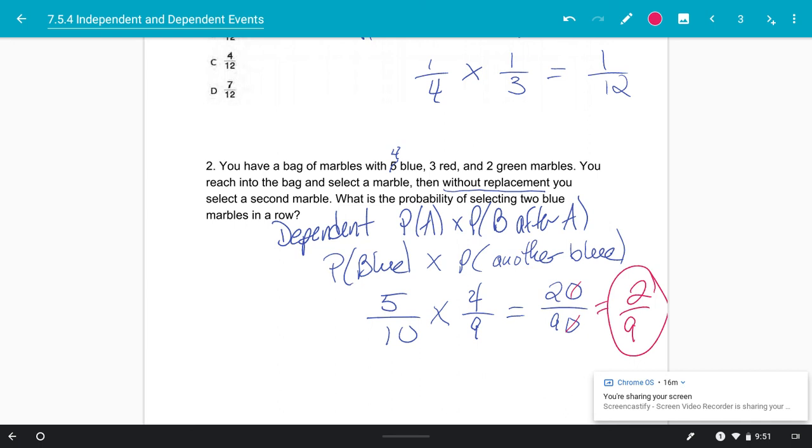So we really want to pay attention to, again, if they depend on each other or not, because that will change how we calculate that second probability. But either way, we're multiplying the probability of the first event times the probability of the second event. It's just a matter of whether or not that second event is impacted or dependent on the first event.